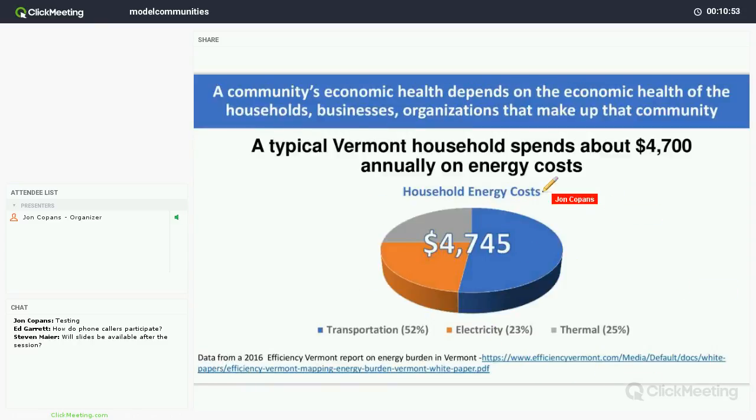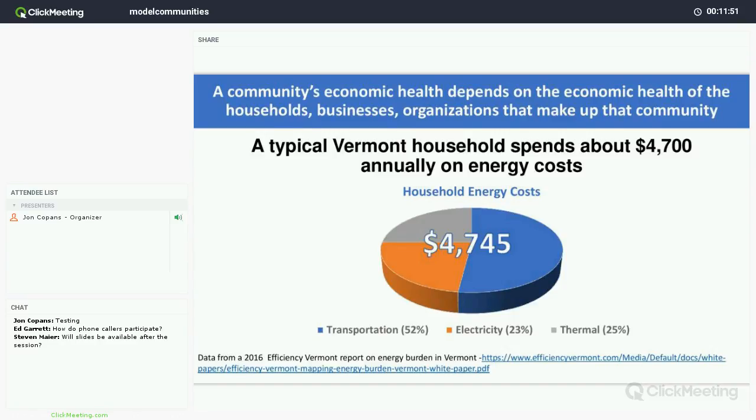Another way to think about this is on the household level. VEIC and Efficiency Vermont published in the middle of last year a really excellent study on the average energy burden for Vermonters. As you can see from this slide, an average Vermont household pays close to $5,000 annually on energy costs. That number varies significantly from one community to the next, depending on the fuel sources, the electric rates, and how much transportation they need and what their options are. But on average, over 52% of those energy costs are on transportation, and the remainder is split pretty evenly between electricity and thermal energy.